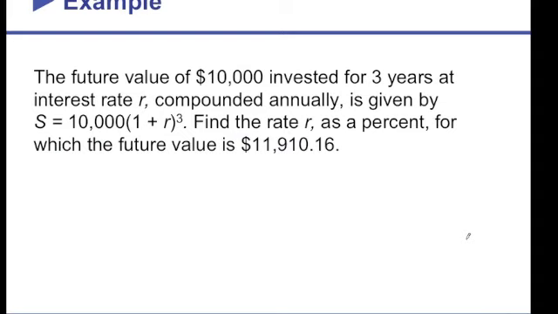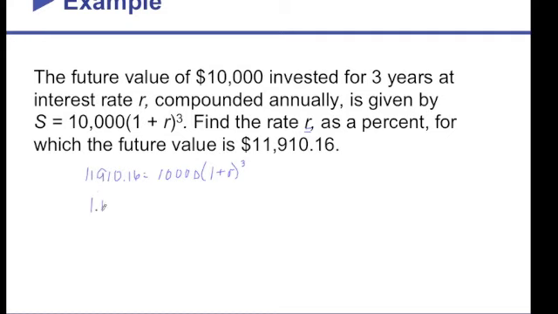Now, the future value of $10,000 invested for 3 years at the interest rate R compounded annually is given by this equation. Find the rate R as a percent for which the future value is $11,910.16. Well, let's fill that in. So $11,910.16 equals the 10,000 times 1 plus R cubed. Let's start by dividing by the 10,000. That has 4 zeros, so 1, 2, 3, 4 places.